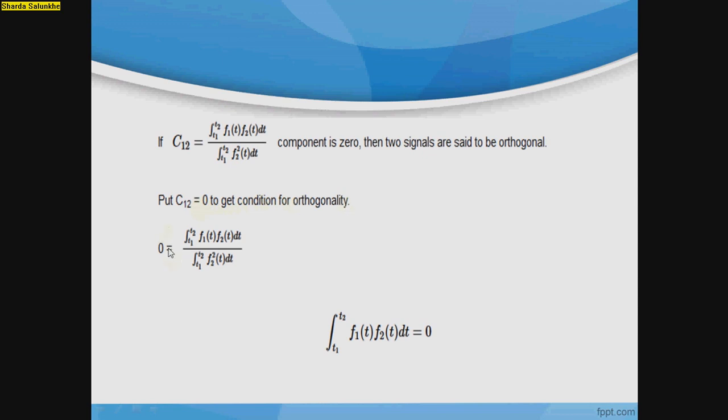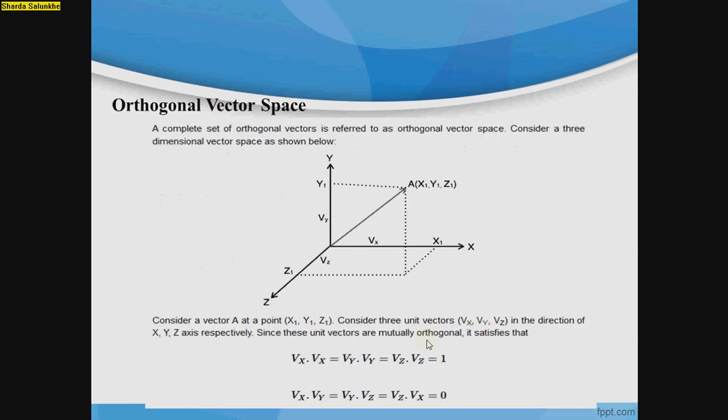Put c12 equal to 0 to get the orthogonality condition. So if you put 0 here, you will get the equation integration over the period t1 to t2 of f1(t) into f2(t) dt is equal to 0. That means two signals are orthogonal if the integration of the product of the signals is equal to 0. Orthogonal vector space: the complete set of orthogonal vectors is referred to as an orthogonal vector space.